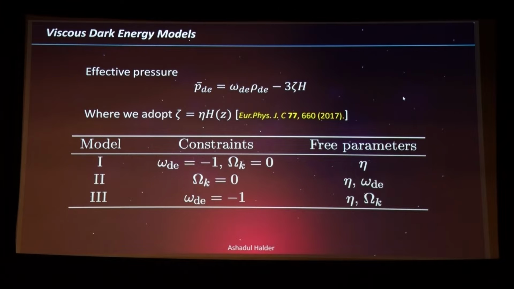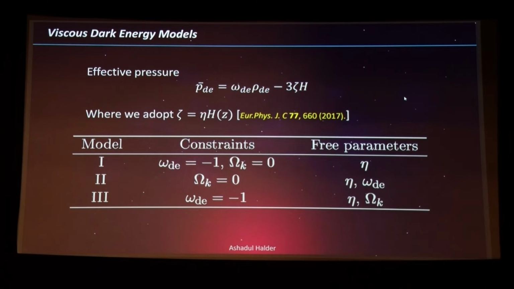In the present work, we mainly focused on the viscous flow of dark matter. In this case, we adopt three models from the work of Wang et al. For all these three models, the effective pressure of the dark energy is modified by using this term, C zeta times H. Here H is the Hubble parameter and zeta is the bulk viscosity, which can be expressed as eta times H(z). Here eta is a constant free parameter.